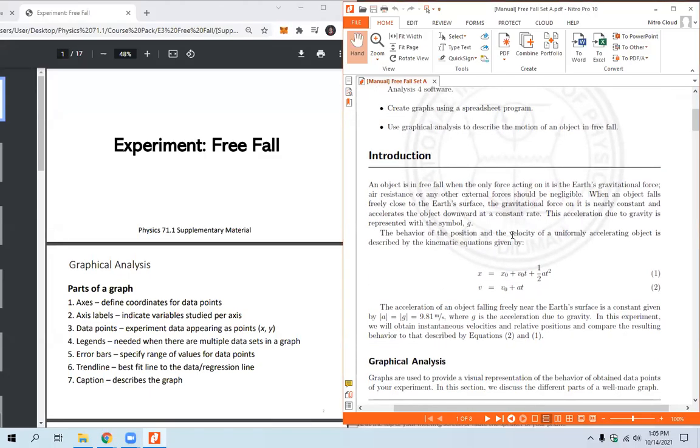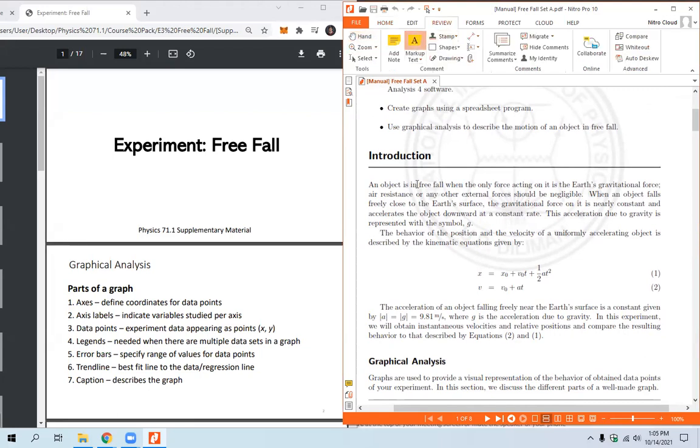So if you recall sa Physics 71, I'm not really sure if nandito na kayo sa lesson nyo, but free fall is a situation where a falling object is only acted upon by Earth's gravitational force. Free fall is a case where you neglect air resistance and other forces like friction.